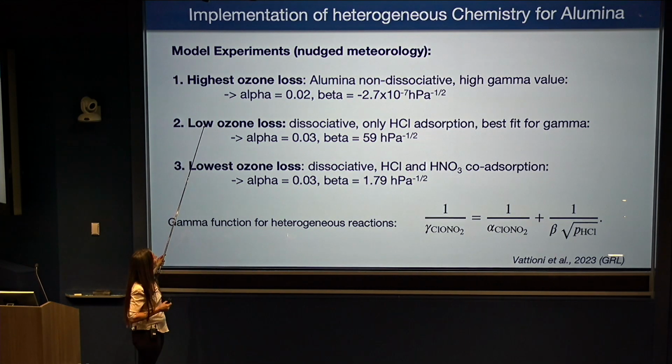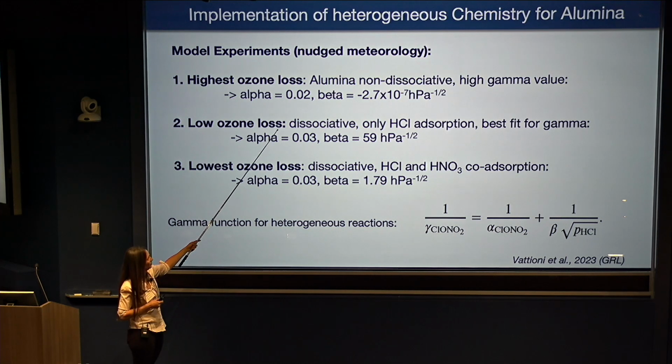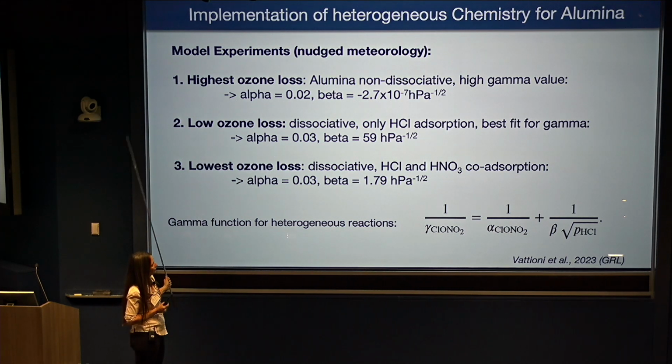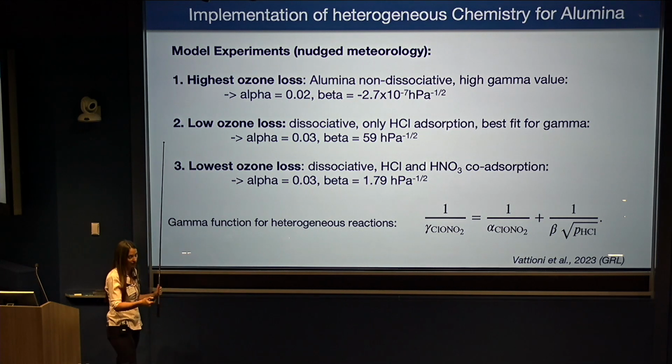The other is a lower ozone loss. It is dissociative. We assume HCl absorption and some best fit for gamma. And Sandro can talk about that more if you need more details. And the lowest ozone loss is basically that a lot of stuff will dissociate on the material, and we have co-absorption, so we get much lower reaction rates.